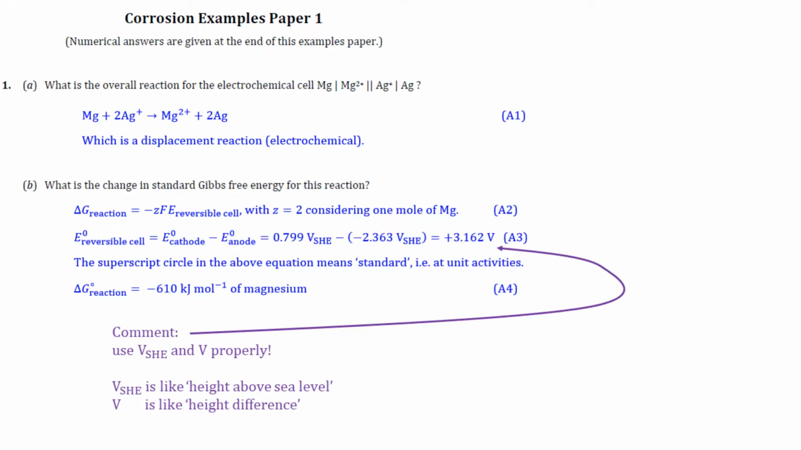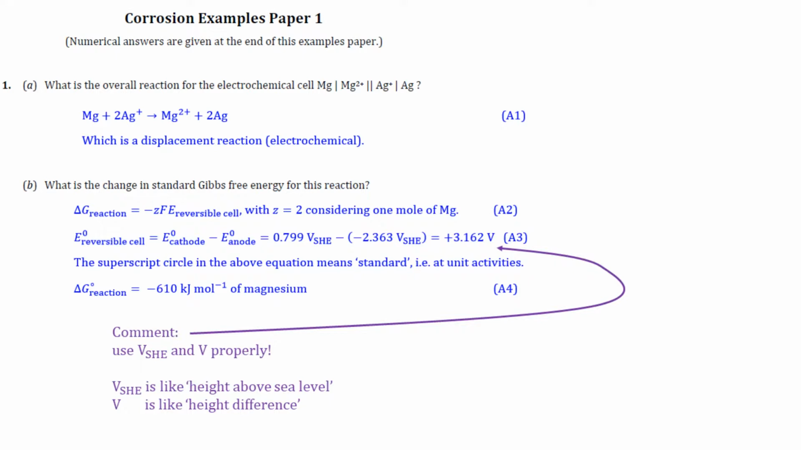But writing volts SHE and volts correctly, choosing to use the right one in each case, is important to get the concepts correct. The correct rule is basically that volts SHE behaves like the phrase height above sea level, whereas volts behaves like the phrase difference in height. If, for example, you have one individual mountain, you would have to talk about its height in meters above sea level, where the sea level is the reference which you measure from.